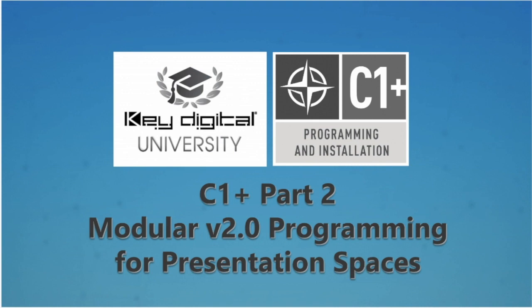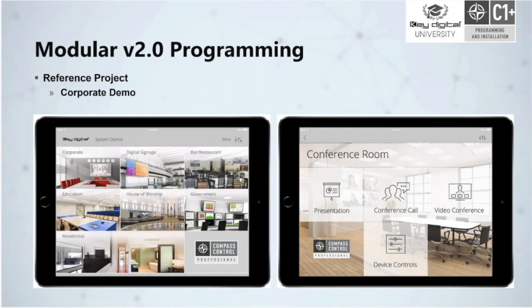Welcome to Compass Control Professional Online Certification Course Level C1 Plus Part 2, where we're actually going to be programming a presentation space GUI using the modular version 2.0 programming method. For those of you following along at home, you could use the corporate demo as your reference project.